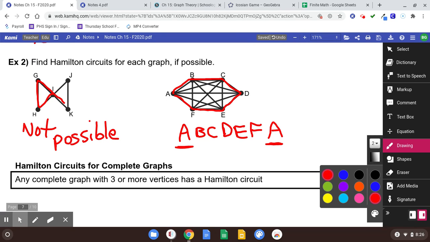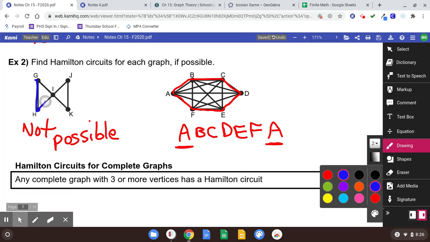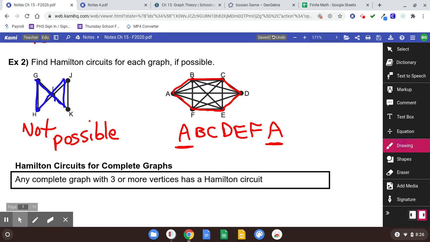Question? How come for the first one you can't go from G, H, I, J, K, like down? Okay, let's see that. All right. So if we go G, H, I, J, K, that's fine. Oh, but then it doesn't go back to the beginning. You have to get back to the start, and there's no way to do that without going through that I a second time. Okay? So great question. Thank you.